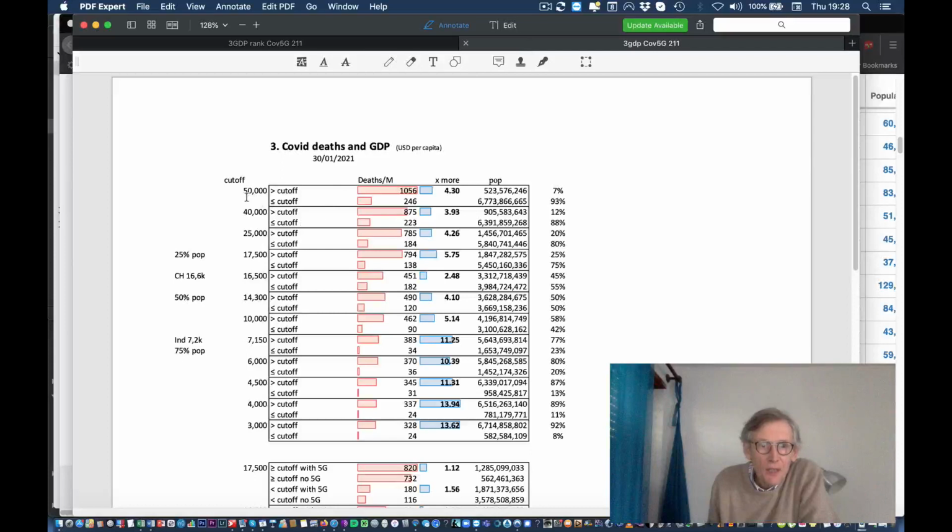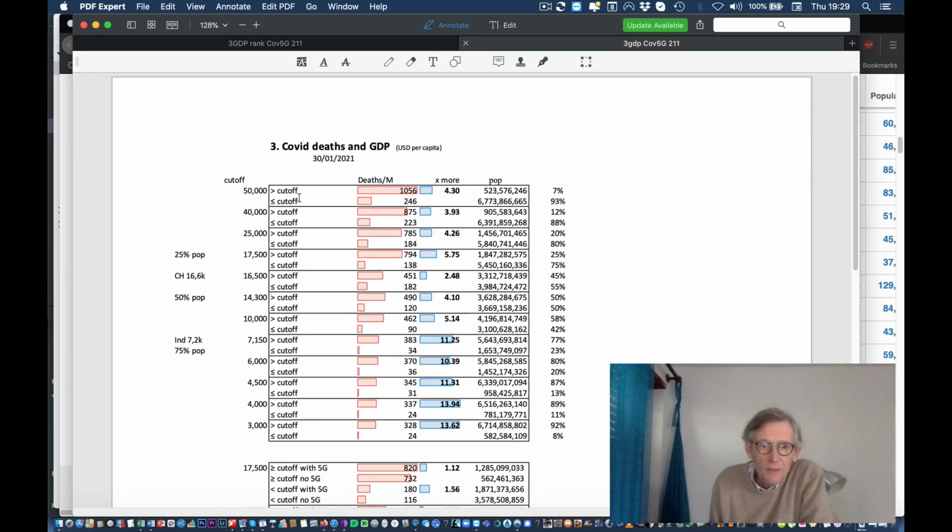I chose several cutoffs and tried to find the values of deaths, comparing above the cutoff and below the cutoff. This, for instance, is $50,000 US. Above this mark, you have 523 million people. Below, you have 6,773 million. The first corresponds to 7% of the population, the second to 93%.